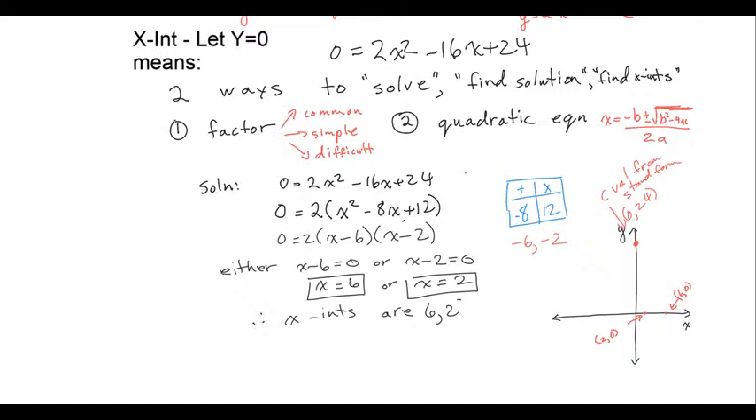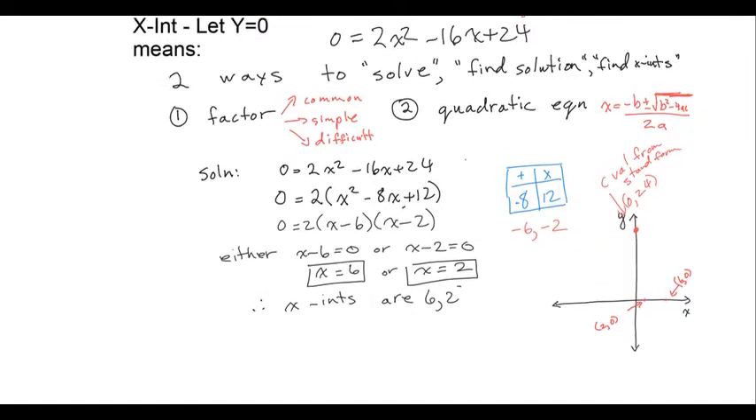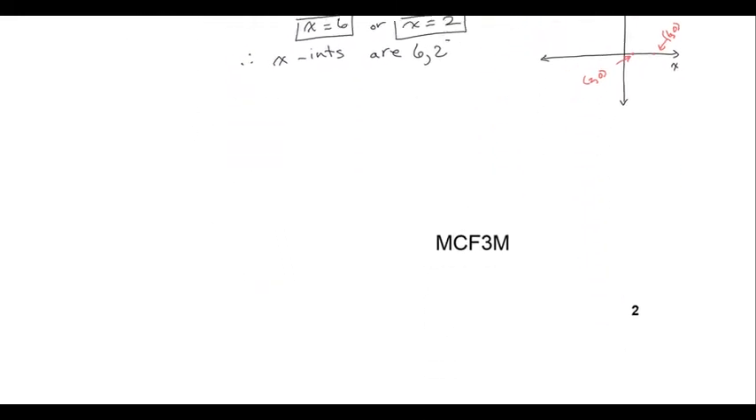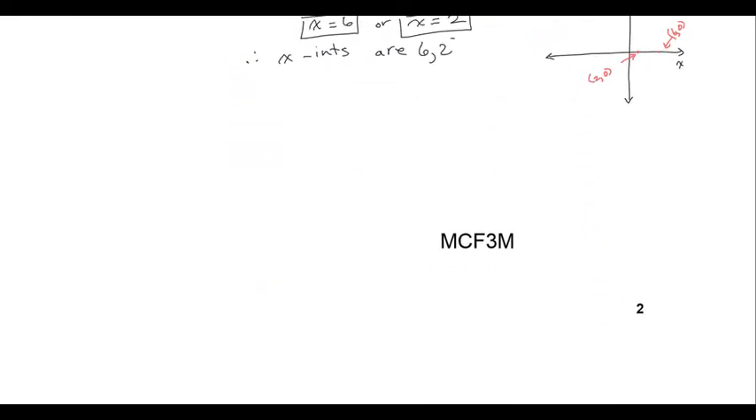Now we'll go about calculating our axis of symmetry and our vertex. The axis of symmetry is calculated like this.